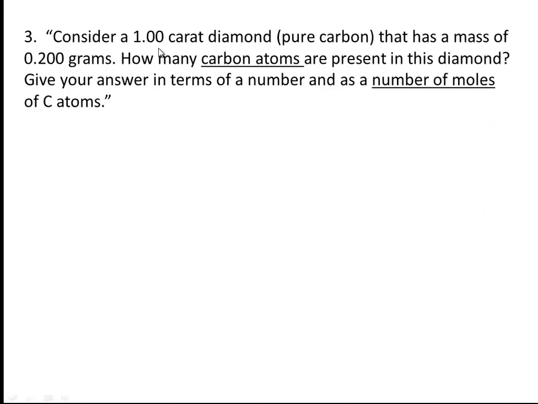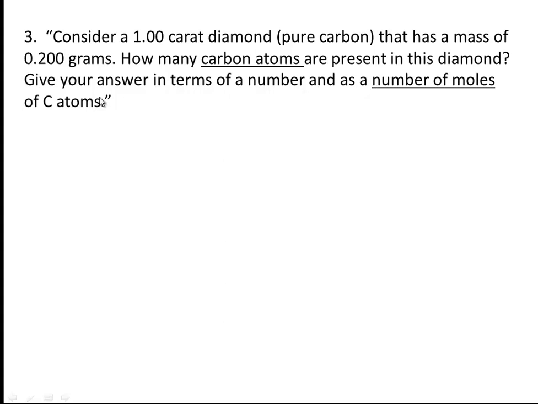Number 3: consider a 1.00 carat diamond, which, as we talked about at the beginning of the year, is one of the allotropes of carbon. It's pure carbon. And a carat, when you talk about diamonds, is essentially like how big it is. So the more carats, the bigger it is. It has a mass of 0.200 grams. First, how many carbon atoms are present in this diamond? We can figure that out using the mole concept. And then the second question they're asking is to give your answer as a number of moles of carbon.